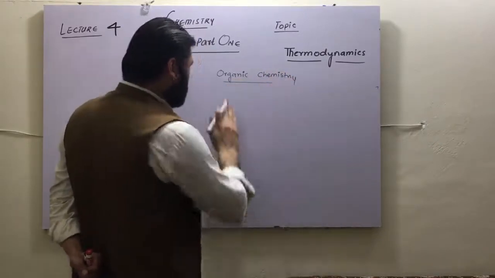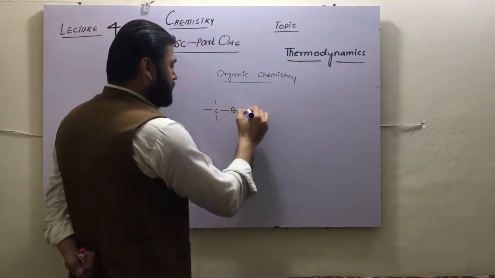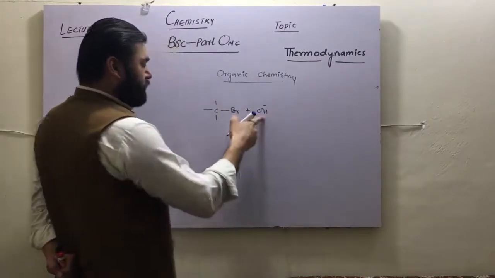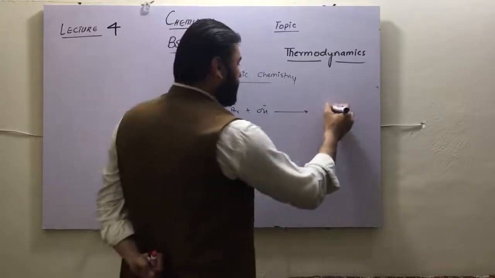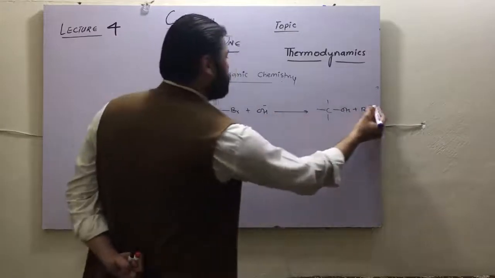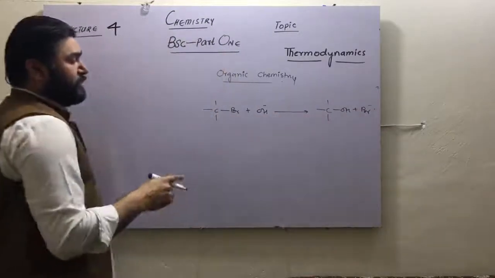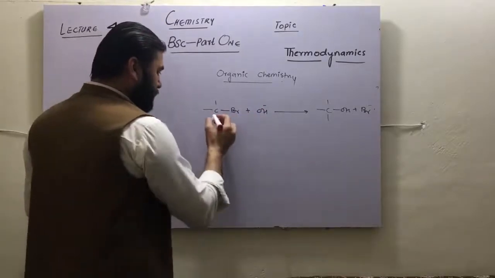In organic chemistry there was a reaction. Suppose bromine was there and we are going to introduce this OH with this. Suppose, so the final product will be the same and bromine will be removed. Now see, there are two methods.